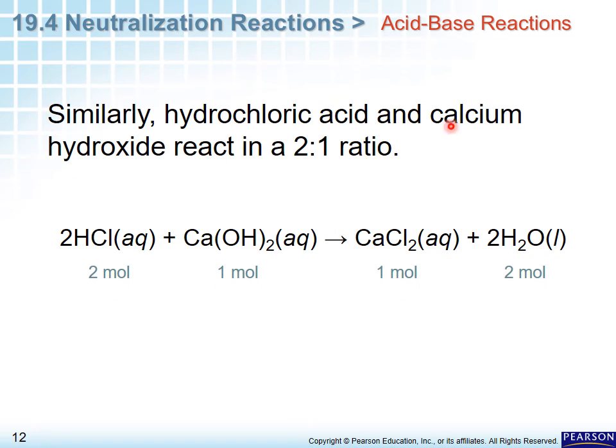Now similarly, hydrochloric acid and calcium hydroxide react in a 2:1 ratio. You can see here, how many OH are here? 2. And how many H here? 1. Leave the 2 for a while, just think like 1 mole. So 1 mole of HCl has 1 H, and 1 mole of calcium hydroxide has 2 OH. So we need 2 H here. So what did we do? We put 2 here, meaning we took 2 moles of HCl. It then reacts with calcium hydroxide, is neutralized, and produces calcium chloride, which is a salt, and water.